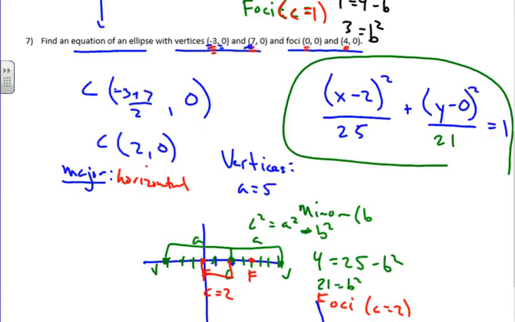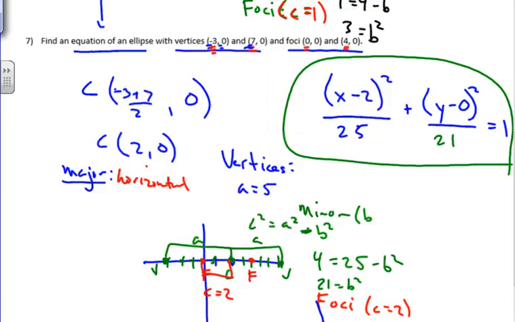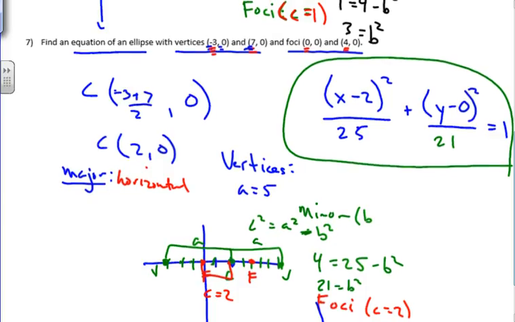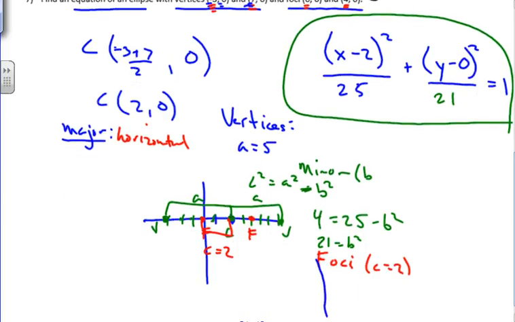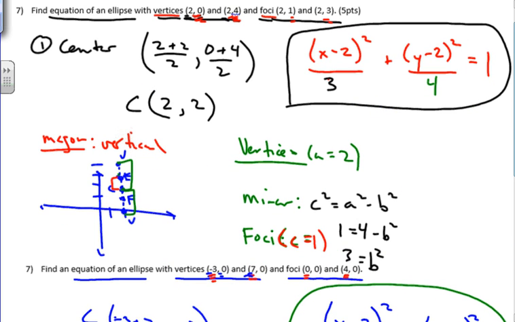All right. And that's what we have for our final answers. So we can find our equation by finding the center, finding the major axis, finding the vertices that help us get our a value, using the foci to figure out the c, and using this equation to figure out the b. So from there, we have our answers. All right, hope this helps out, and good luck with the rest of your problems.